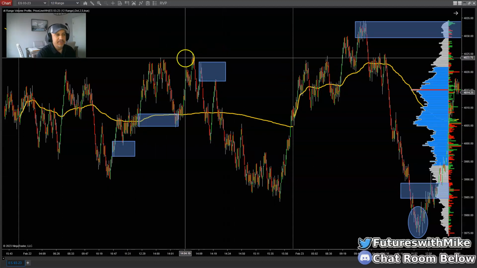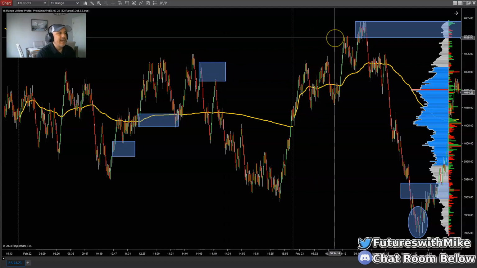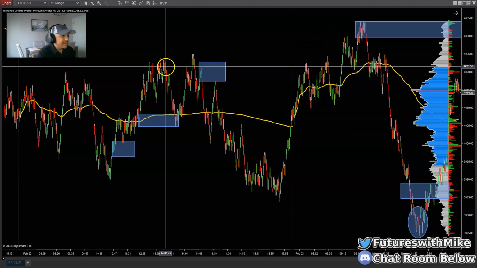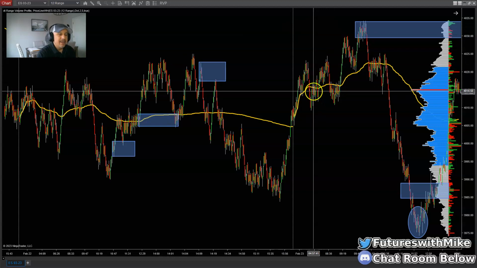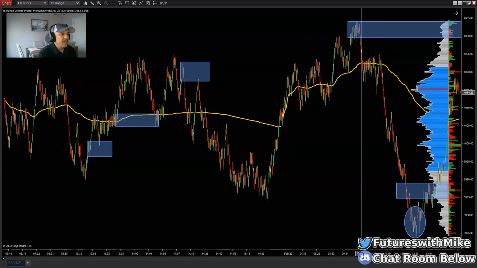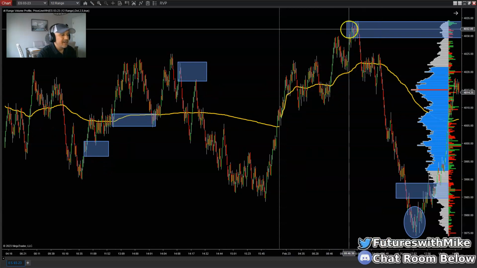We knew this was supply. It takes that area out. So now that it's taking out supply, it's left behind demand. Remember, when price is moving through or breaking through an area of supply, it's leaving behind demand, and vice versa. So it moves higher, making higher highs and higher lows.